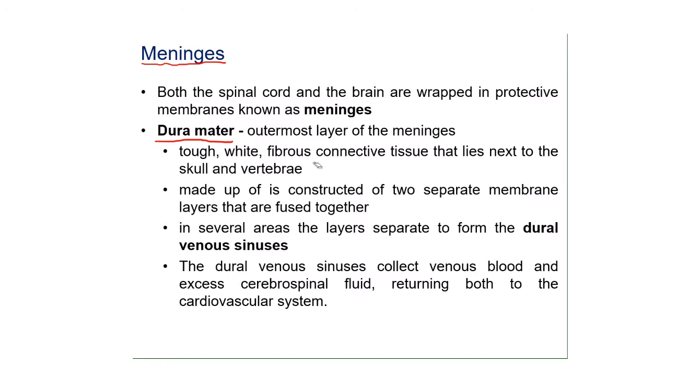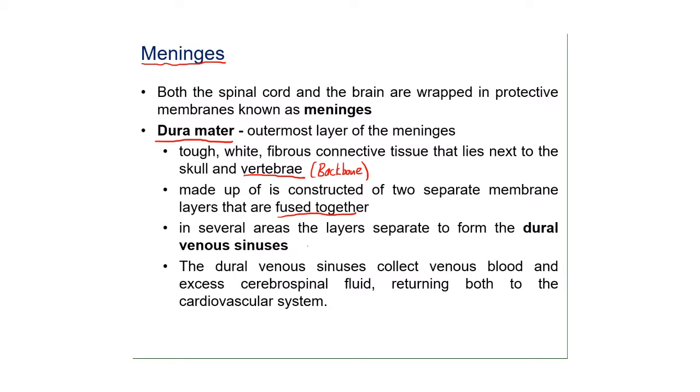It's tough, it's white in color, and it's a kind of fibrous connective tissue that lies right next to the skull and your vertebrae. Okay, so the skull is going to be in direct contact with the outermost layer of the meninges, which is the dura mater. Okay, and again, vertebrae is basically your backbone. So let me put it here for you, backbone. The dura mater itself is actually made up of two separate membrane layers. Okay, and these two membrane layers are typically stuck together, and they only separate in several locations within the brain.